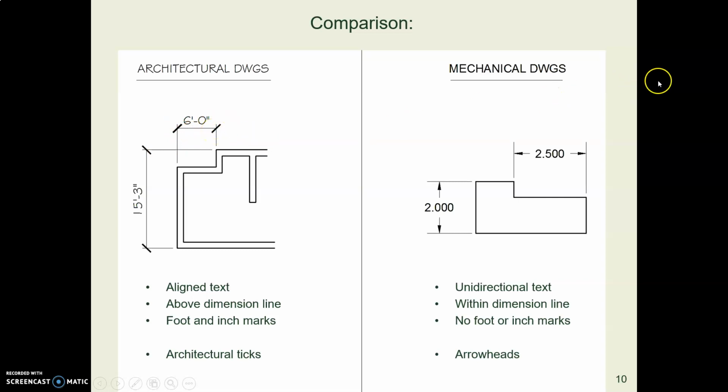By contrast, and quite different, mechanical drawings, which is the subject of another class, not this class, always use the same direction for the text. It's always horizontal. It's always inside the dimension line. There are no foot or inch marks, and we use arrowheads. But here on the left, this is what our architectural drawings are supposed to look like.